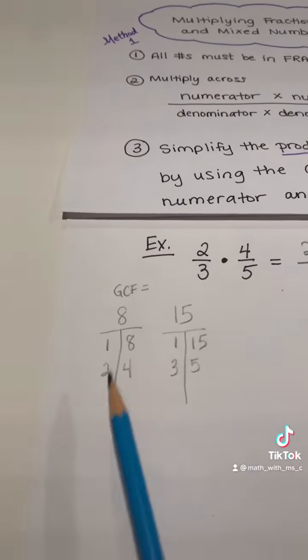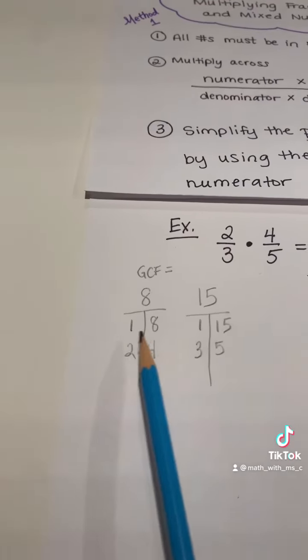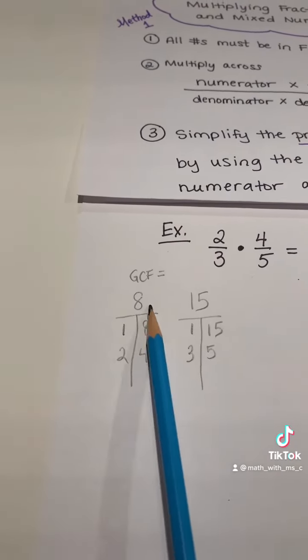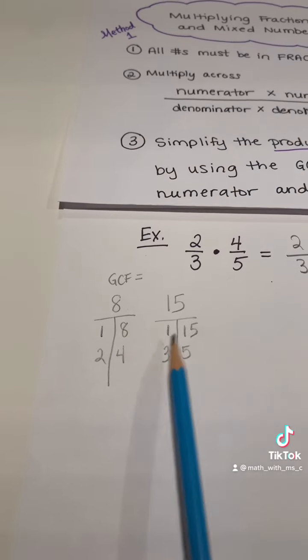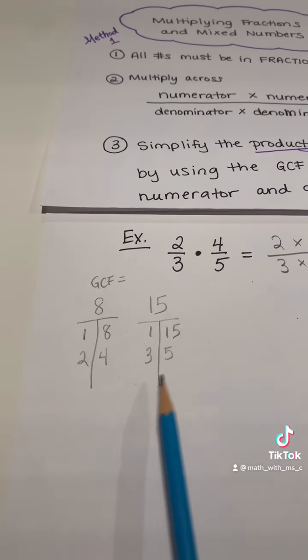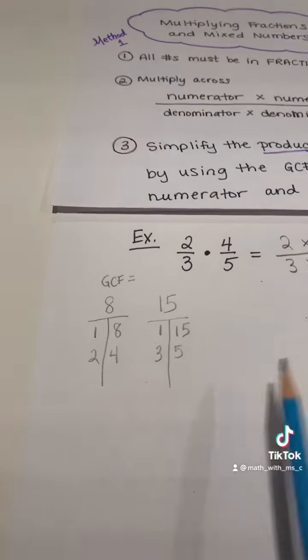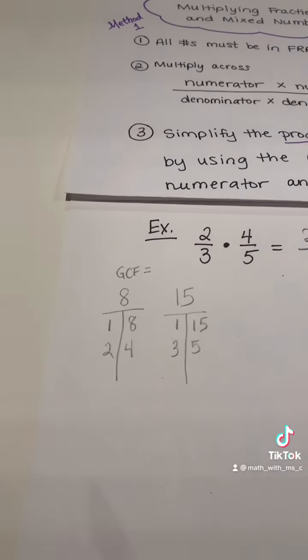My students know I like doing the factor T. It organizes our work. We always start with the factor 1. 1 times 8 is 8. 2 times 4 is 8. 1 times 15 is 15. 3 times 5 is 15. Now I'm going to find what factors they have in common.